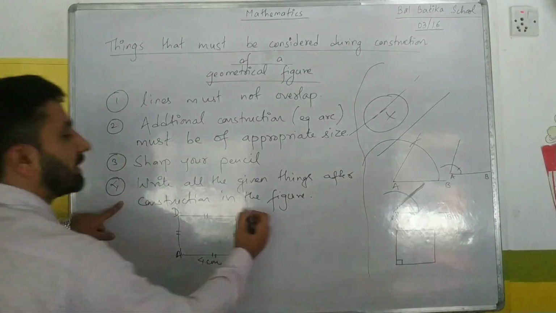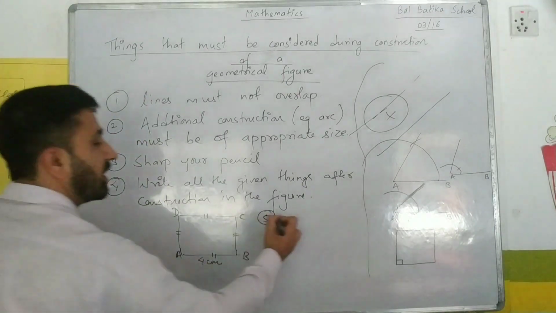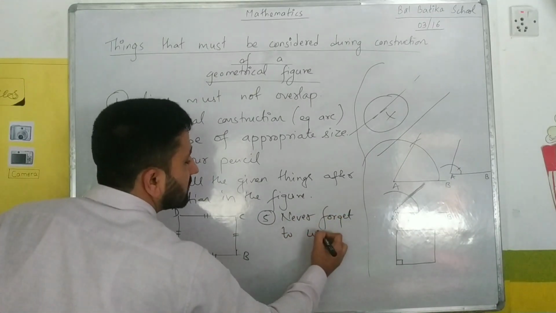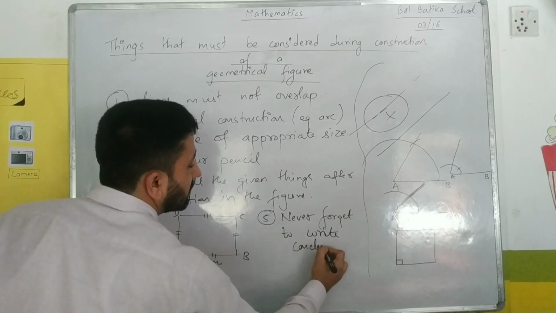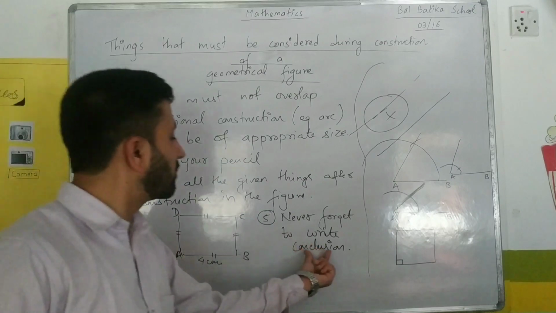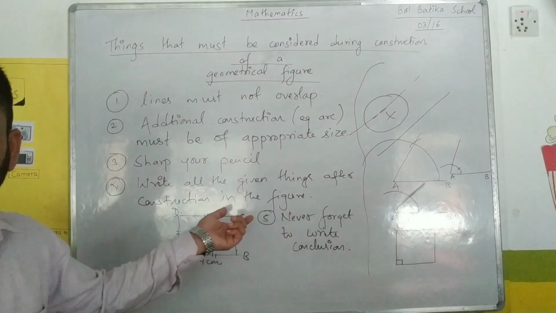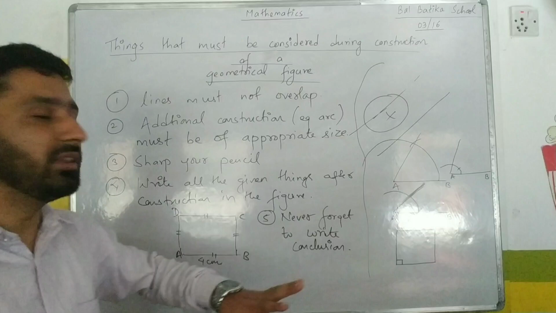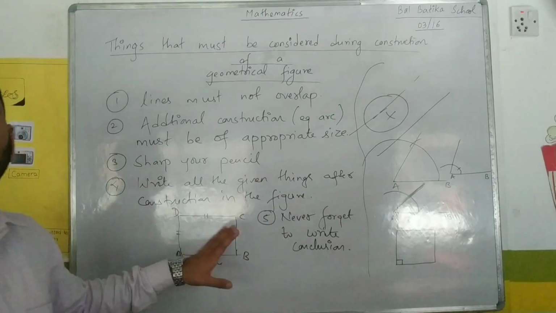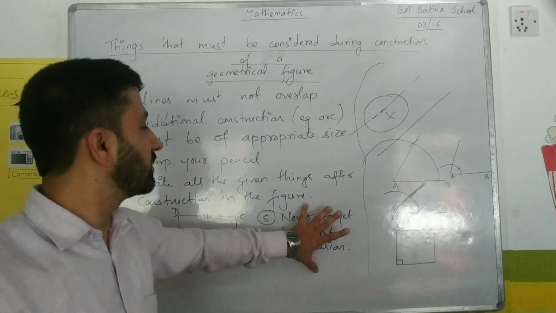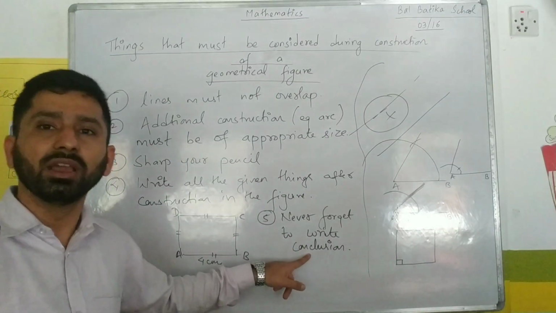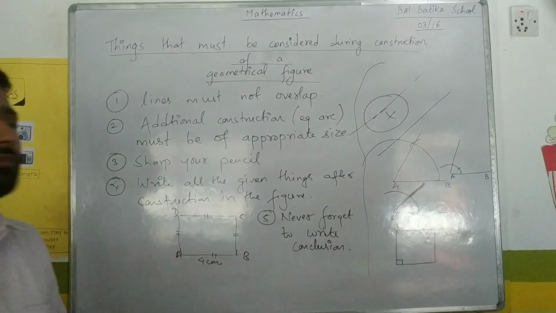And the last but not least, never forget to write the conclusion. If we go through the marks, the conclusion part of a construction carries 1 mark. And many of the students construct the geometrical figure in a very good manner, in an appropriate way, in a proper way. Sometimes they forget to write the conclusion. This part must not be missing at the end of the construction of a geometrical figure.